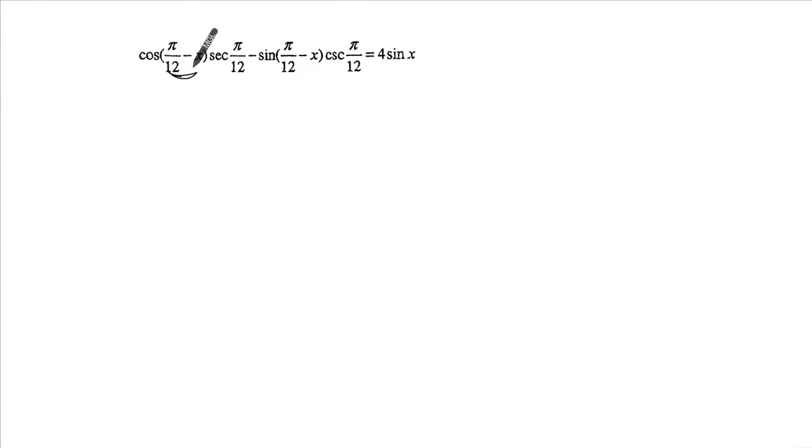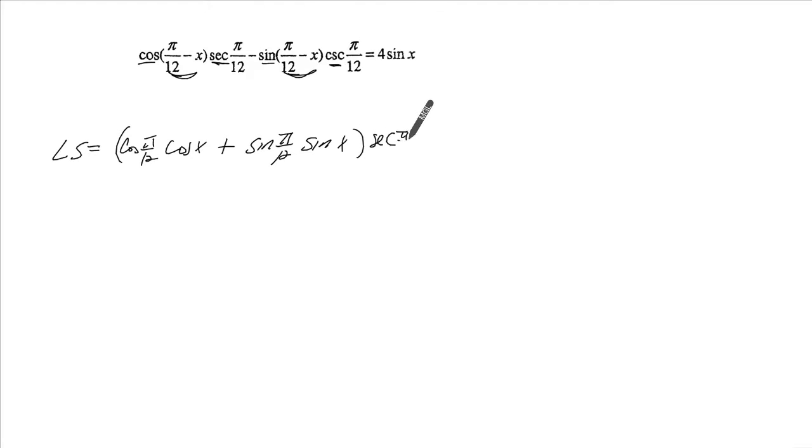Okay, we have a compounded angle here. And note that cosine and secant are reciprocals, and sine and cosecant are reciprocals. So that tells me I should expand this. Right, cosine pi over 12, cosine of x, sine of pi over 12, sine of x, all multiplied by secant of pi over 12.